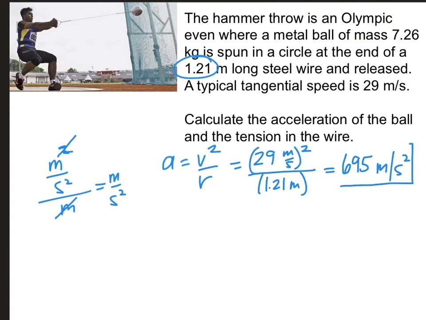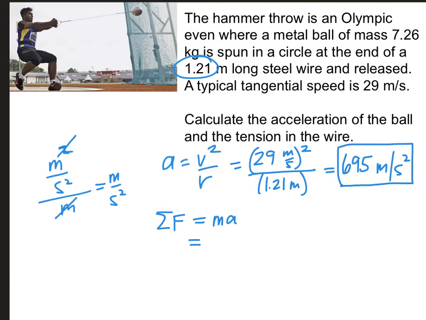So it doesn't mean the same thing as it did before. It doesn't tell us speeding up or slowing down, but it is still a value of acceleration, and it measures how the velocity is changing, how the direction is changing. Then, to find the tension in the wire: it is the centripetal force, the thing that's pulling inward on the ball. So really what we're trying to find here is the net force.